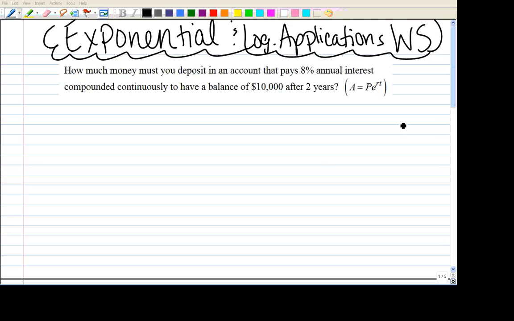Hey everyone, we're going to be doing a few examples from your exponential and logarithmic applications worksheet.